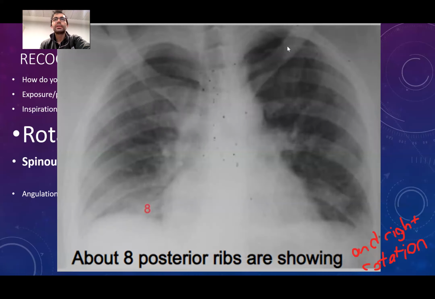I'm seeing some rotation. Let me draw it here. One of the clavicles is ending right here. The other clavicle is ending right here. The vertebral bodies are here. So the patient is rotated to this side. And also the inspiration is not enough.